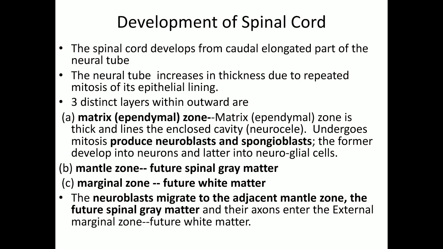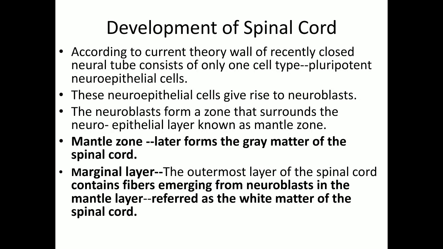Okay, so the mantle zone is forming the grey matter and the marginal zone is forming the white matter, and the matrix is forming the cells. These are neuroblast and spongioblast cells, which will move into the mantle zone to form the grey matter. So the cell bodies of the neuroblasts will form the grey matter, and the axons of the neuroblast cells, which move out into the marginal zone, get myelinated and will form the white matter.